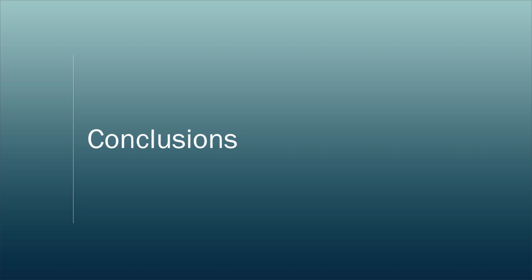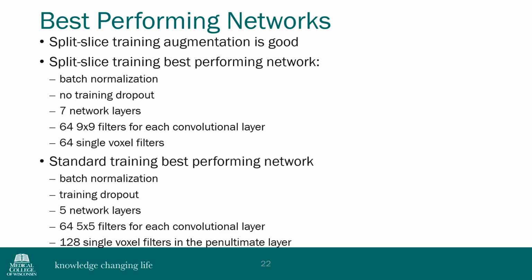Here's what we found. Split-slice training augmentation generally yields improved performance compared to standard training, except when dropout is used. This suggests that overfitting can be a key concern with RAKI networks, which can be addressed by including dropout layers or by training data augmentation with the split-slice formalism.